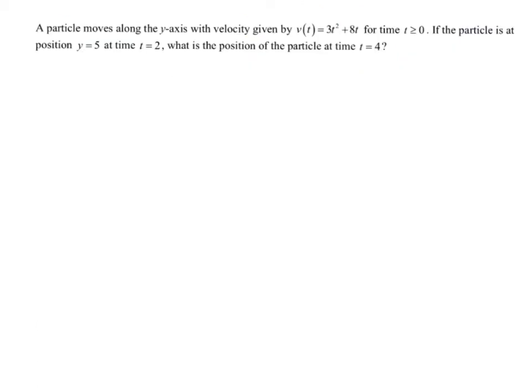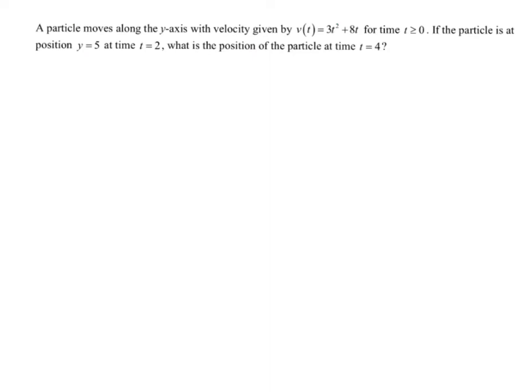All right, next example. A particle moves along the y-axis with velocity given by v of t equals 3t squared plus 8t for all time greater than 0. If the particle's position, y equals 5, at t equals 2, what is the position of the particle at t equals 4?